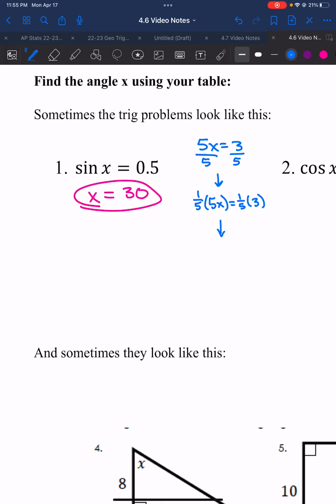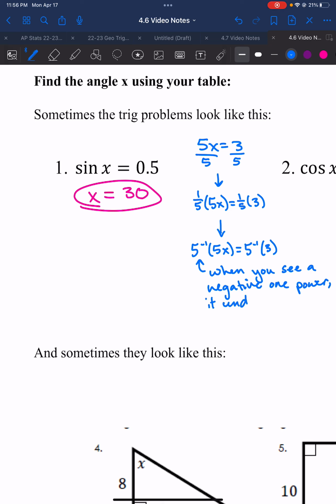You could also write this as 5 to the negative 1 times 5x equals 5 to the negative 1 times 3. All three of these are exactly the same statement. Now, the reason I mention this is because I want you to start thinking about the fact that when you see a negative 1 power, it undoes something.